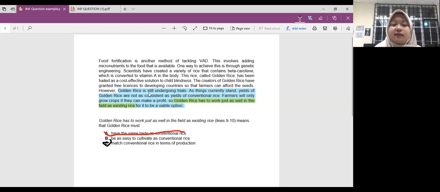Because as it was stated that golden rice is still undergoing trials, and the farmers will make the profit, that's why the phrase is focusing on golden rice has to work just as well. Therefore, my answer option is C. That is all from me, and I hope what I have shared with you will help everyone to answer the making inference type of question. Thank you.